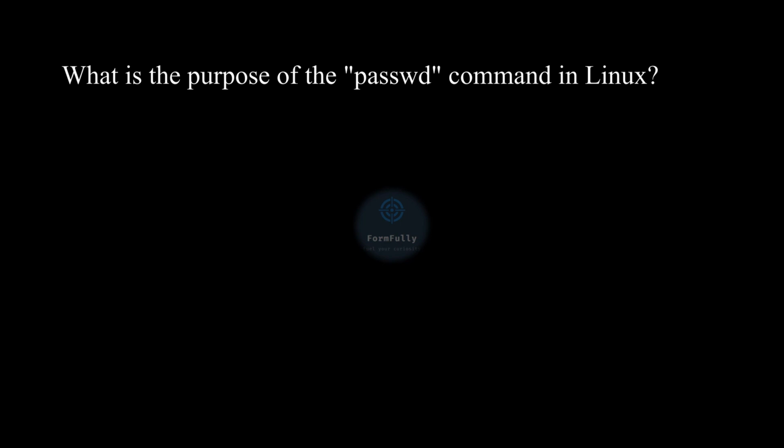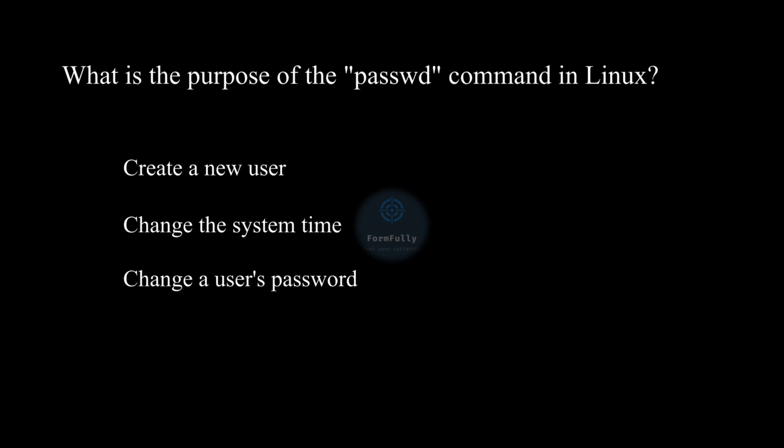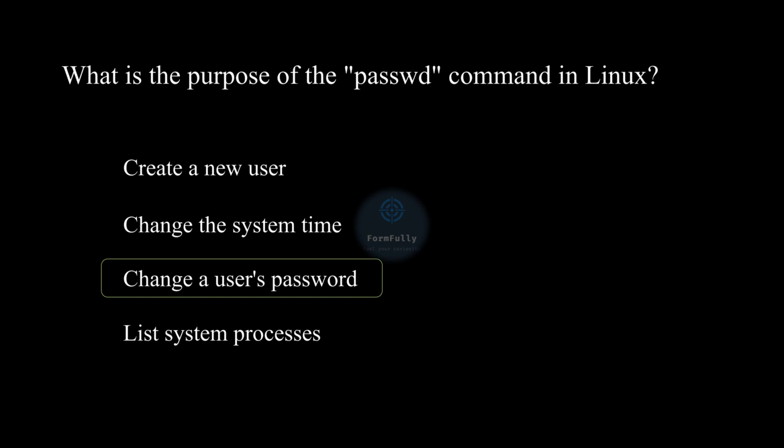Question. What is the purpose of the passwd command in Linux? Options are create a new user, change the system time, change a user's password, list system processes. Among these options, the third option, change a user's password, is done by the passwd command. And the first option, create a new user, is typically done with the useradd command. Changing the system time is not related to the passwd command. And option 4, listing system processes, is done with the ps command.